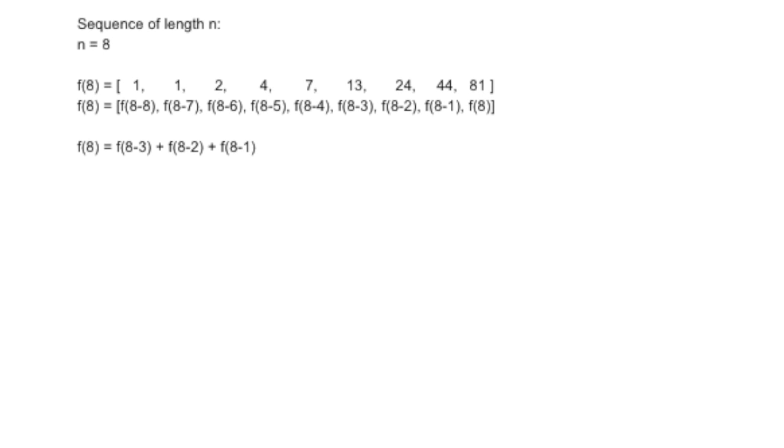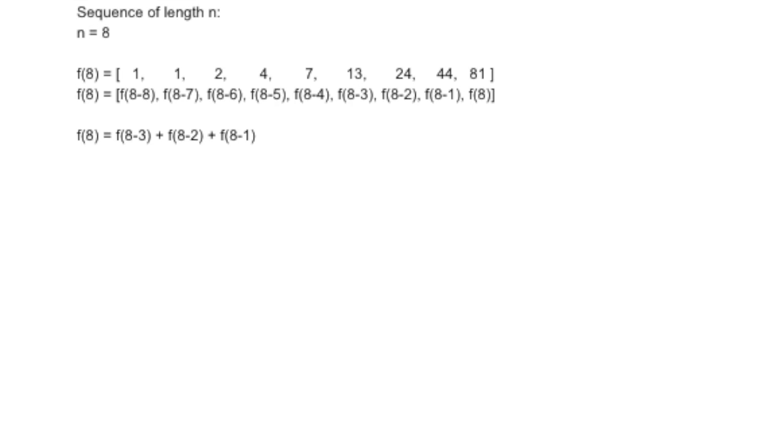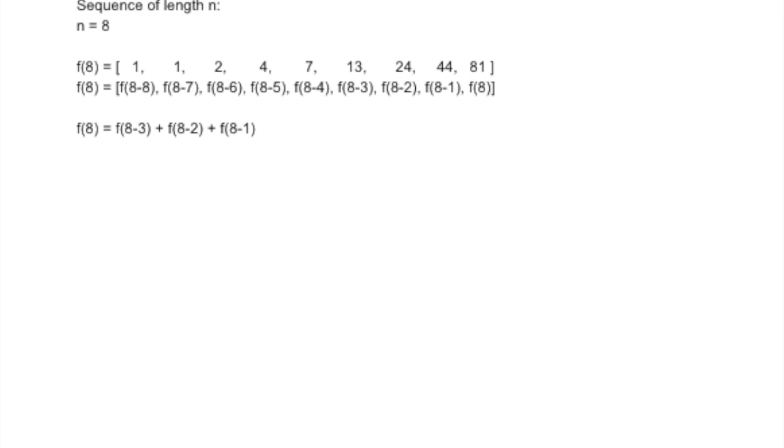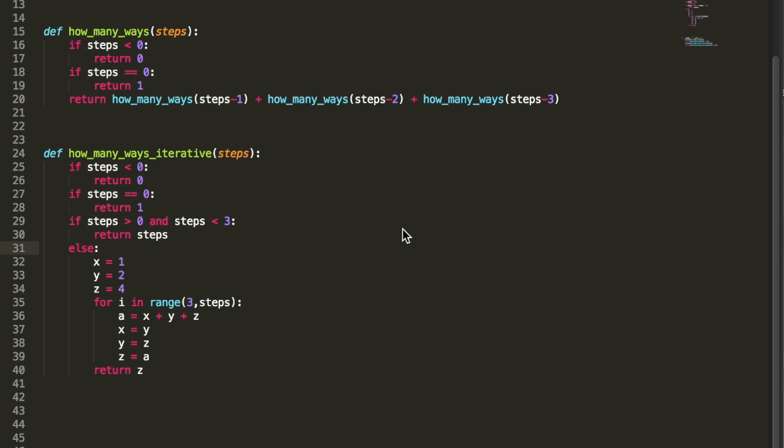I've included the recursive and the iterative solutions to this problem here. In the iterative version, how many ways iterative takes the number of steps, and you still have your base cases. If steps is less than 0, you return 0. If the number of steps is equal to 0, return 1. That's the value of the first step in the sequence. Then if steps is equal to 1 or 2, where steps is greater than 0 and less than 3, just return the number of steps.